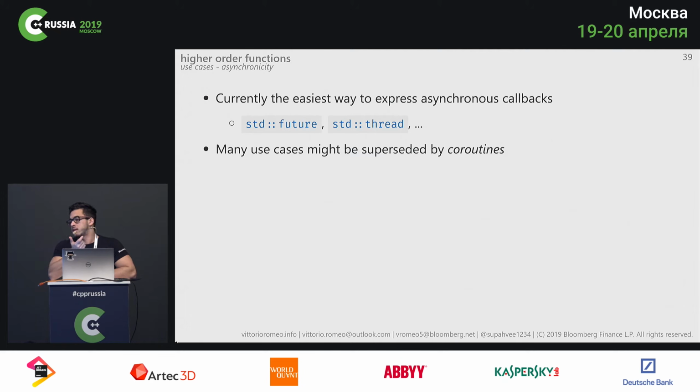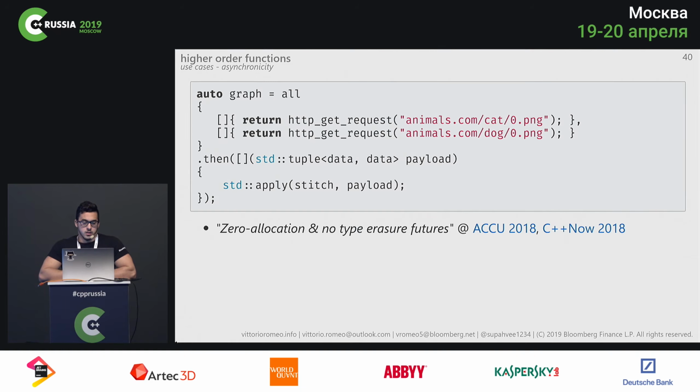However, there are some use cases that in the future might be superseded by language features such as coroutines, which are very likely to be in C++20. So this is another example from one of my other talks. It is about creating future composition without allocation or type erasure. So basically expression templates for futures.